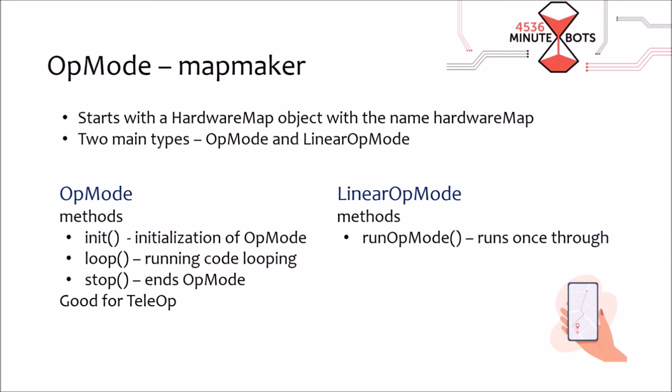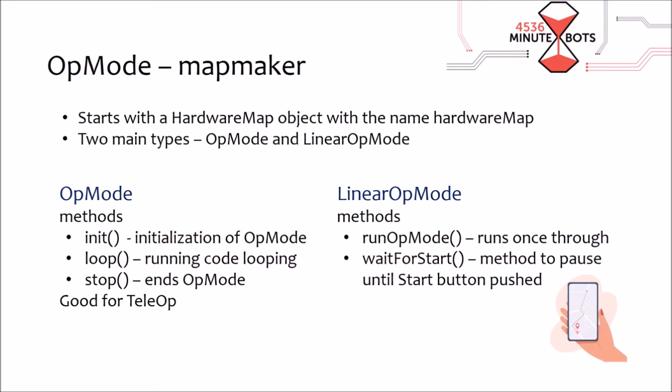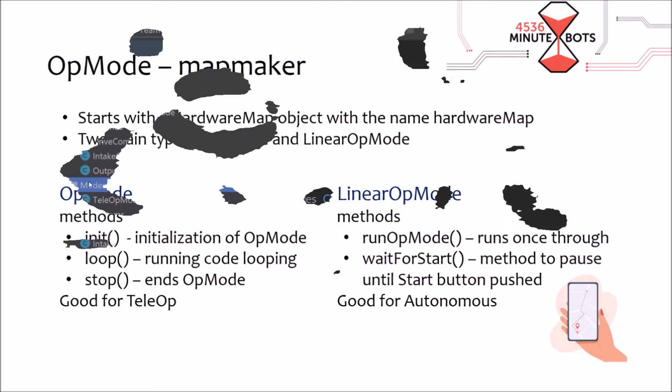Now, because it starts and runs through, there's another method in linear op mode that's very important called wait for start. And what that does is you put it after you've done all your initialization code, and you put wait for start, and it waits until you push the start button. Otherwise, it would just run through it before you would even hit the start button. This is really good for autonomous because it is a sequential order of events, which is exactly what you want autonomous to be. You want it to go forward, you want it to pivot, you want it to pick things up, all of it in a sequence. So those are the two, quick overview of the two types of op mode.